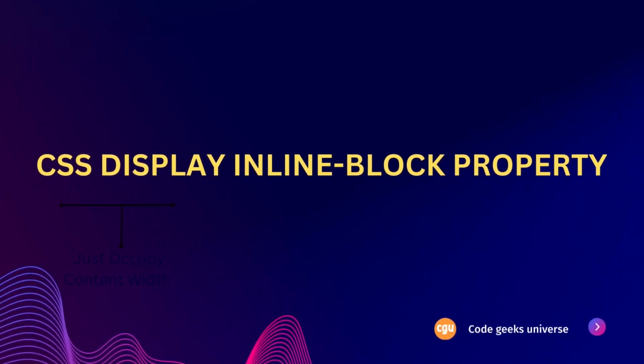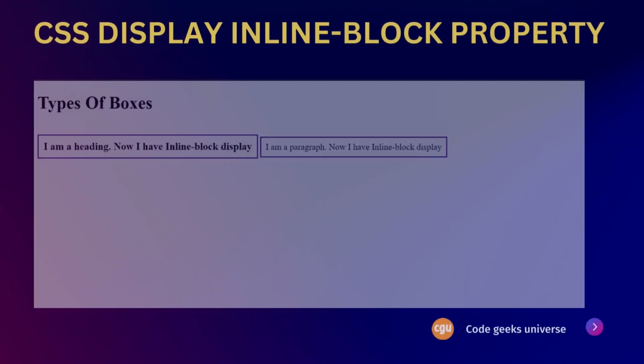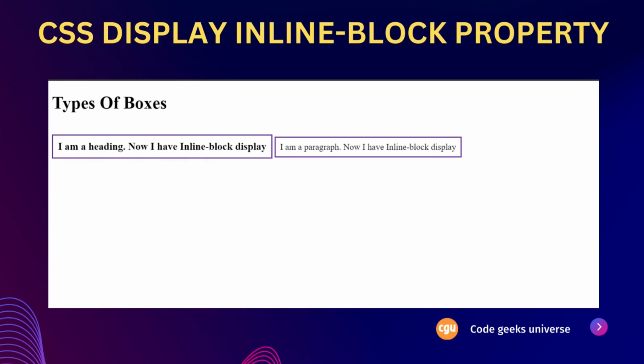Now let's talk about the display inline-block property. This handy property combines the advantages of both inline and block elements, offering a versatile solution for us. The inline-block property offers a convenient way to manage the layout of elements. It combines the flow of inline elements with the ability to set specific dimensions, similar to block level elements. This feature is particularly useful when you want elements to be positioned side by side while preserving their individual styles.